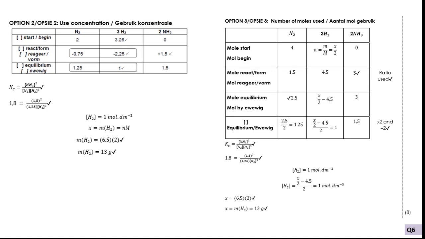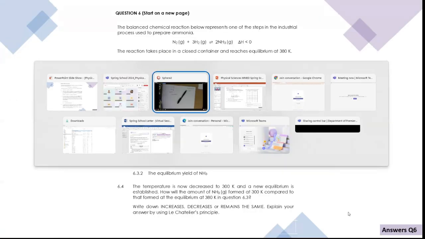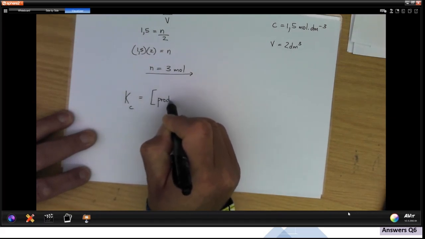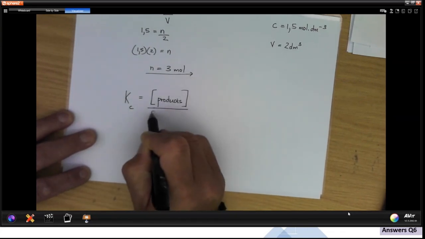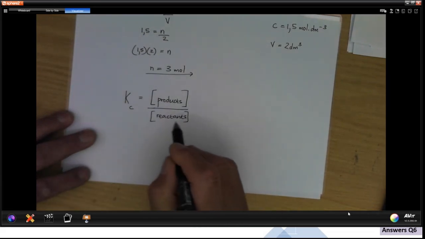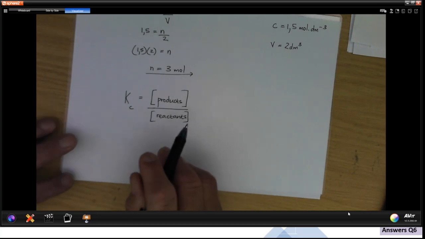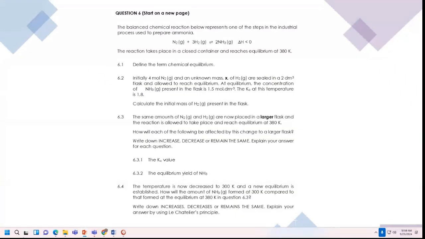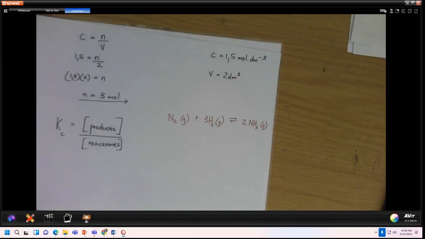All right? And then do not forget, grade 12s, that Kc is equal to the concentration of the products. Remember, the square brackets stand for concentration, divided by the concentration of the reactants. All right? There we have it. And based on the balanced equation, those mole ratios, so in the formula, for example, the equation here is N2 gas plus 3H2 gas, reversible reaction, and here we have 2 moles of ammonia gas, right? Now, remember, only gases and aqueous solutions go into the Kc calculation.